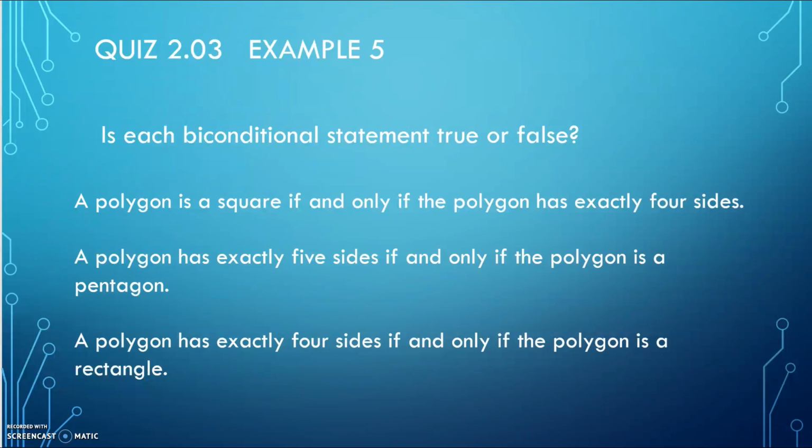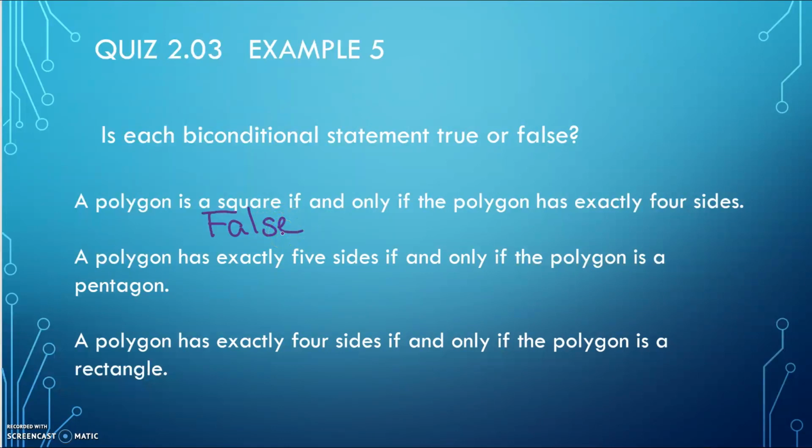A polygon is a square if and only if the polygon has exactly 4 sides. So the converse has to also be true. So if a polygon has exactly 4 sides, then it is a square, where there are lots of 4-sided polygons that are not squares. So this one is false.